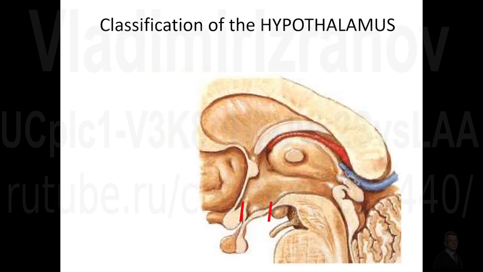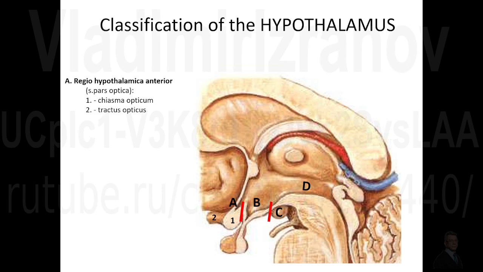So now we can classify the hypothalamus. The hypothalamus is classified as follows. There are 4 regions of hypothalamus. A. Regio hypothalamica anterior, so pars optica. It consists of number 1, chiasma opticum, and number 2, tractus opticus.